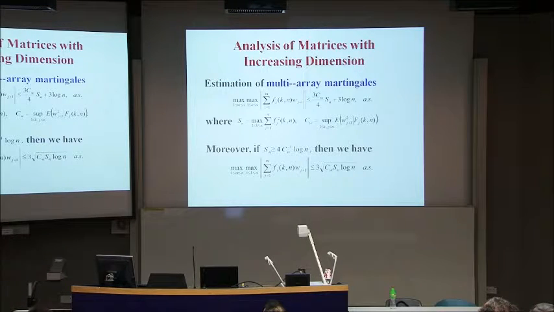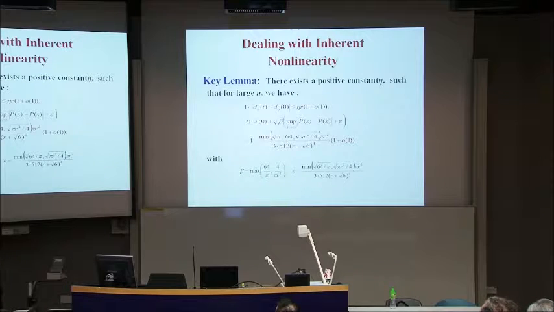You also need to deal with matrices with increasing dimension. So here it is quite detailed. We need some kind of estimation of multi-array martingales. So you have some more indices, not only just the j plus one here. You need to estimate the upper bound for dealing with increasing dimension. That's quite complicated, but quite elegant, I would say. This is almost the best upper bound. Okay, you also need to deal with nonlinearity. So I will not go into details.